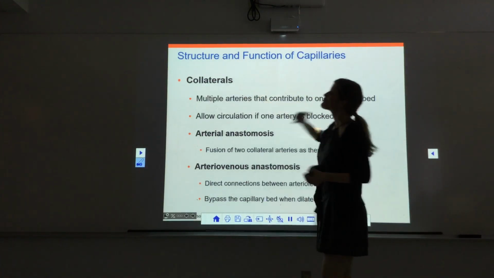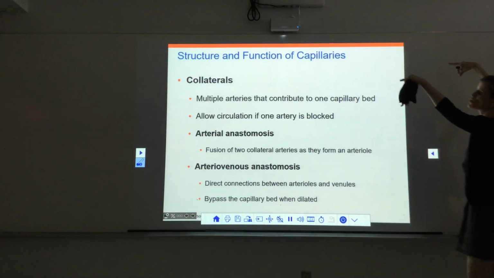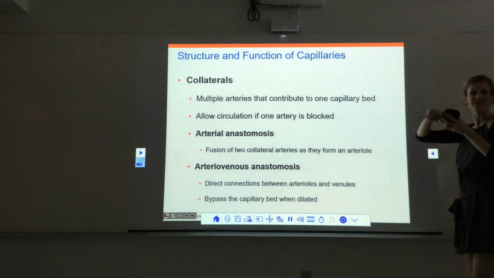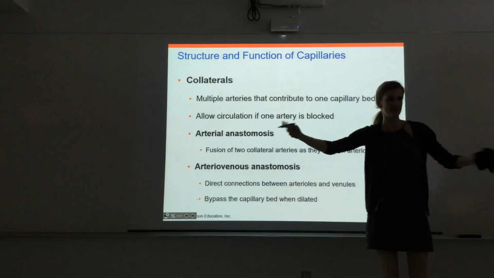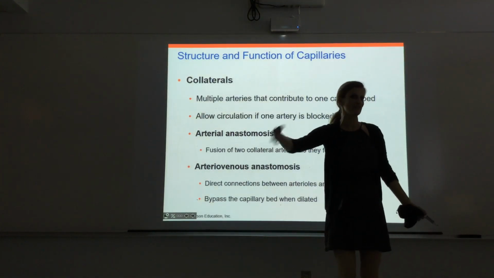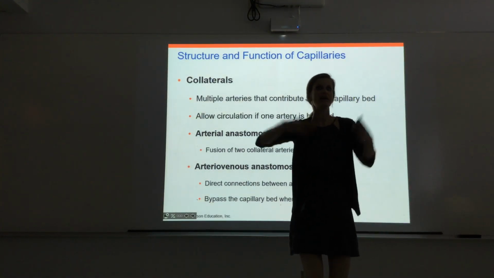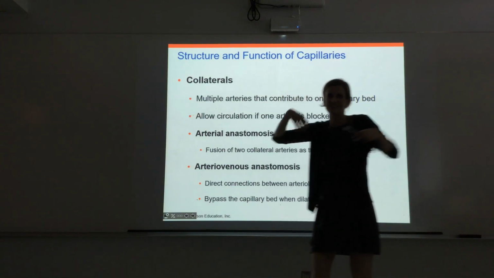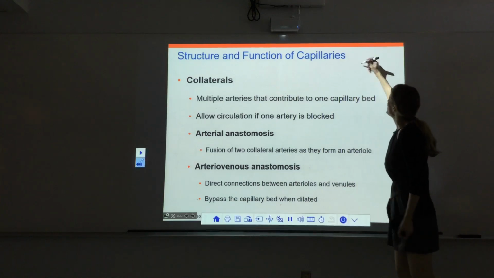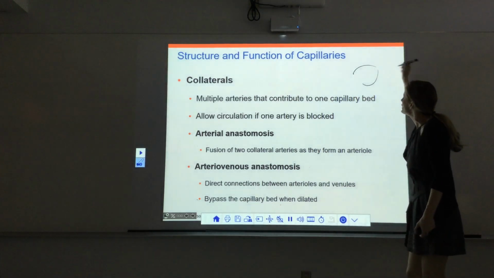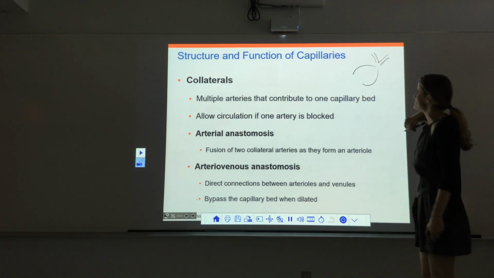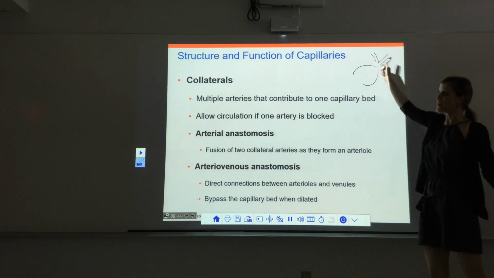So collaterals are multiple arteries or arterioles that go to one capillary bed. Like collateral is like outside, right? Like you put up collateral, you put something else on the table. Collateral damage is damage that's outside of the intended damage. It's like something extra. So if we have one capillary bed right here, I can have multiple vessels that lead to it. Those are collaterals.